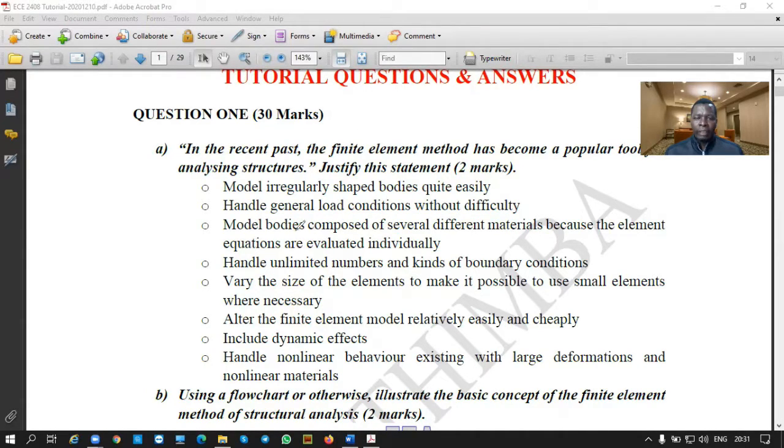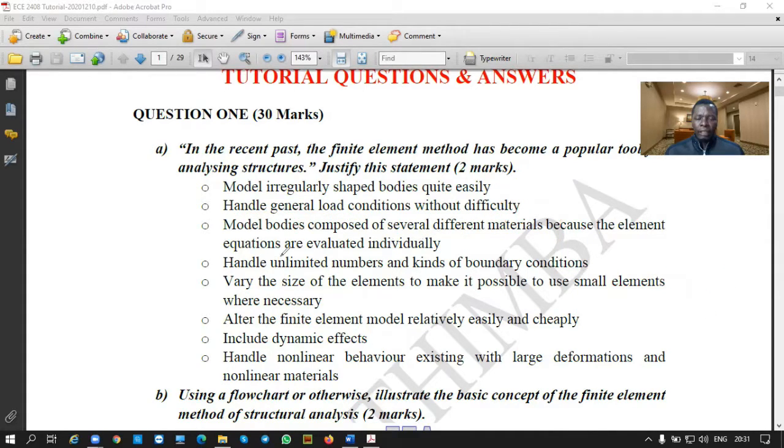This is how I might typically check this. Because this is a short one, you can say model irregular bodies. For each one of these, I can give you half a mark. So if you give me any 4, I multiply by half, and you get your 2 marks. And they don't have to be lengthy the way I have stated here. You just say model irregular boundary, handle general conditions, model different materials. Short answers, and that's done.